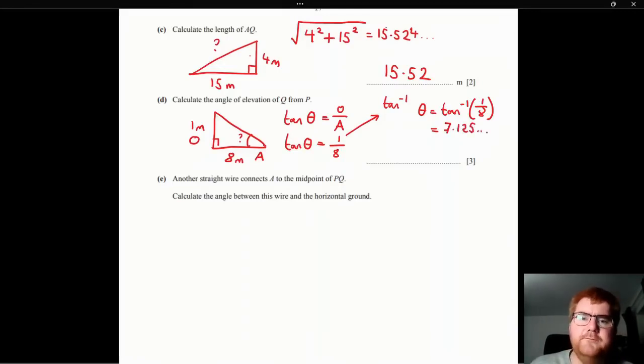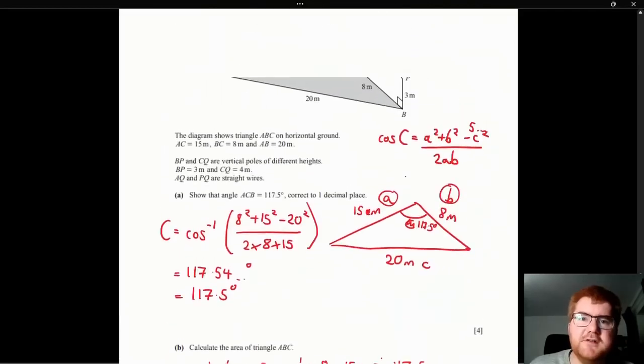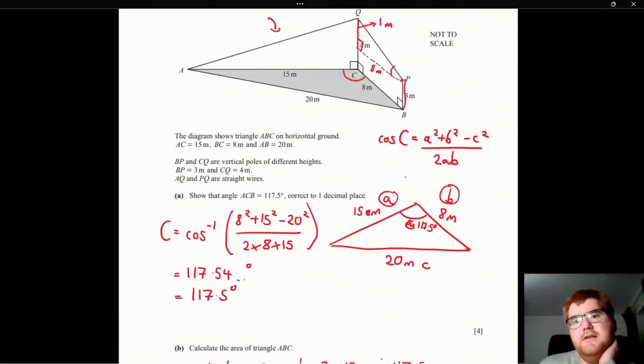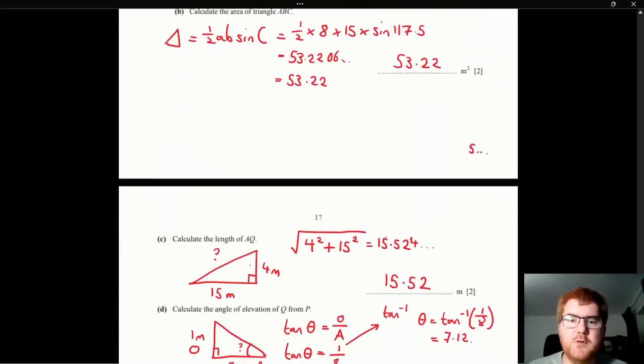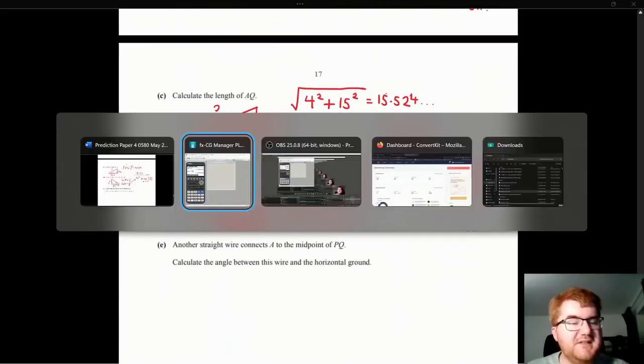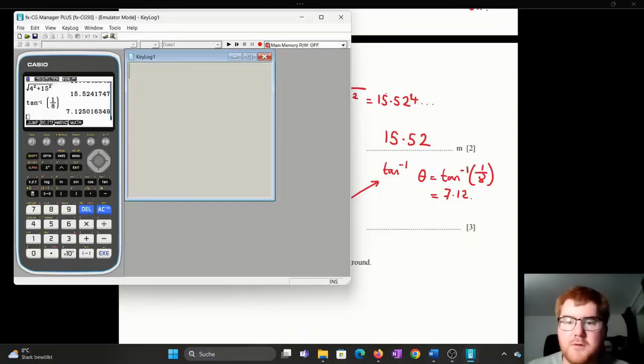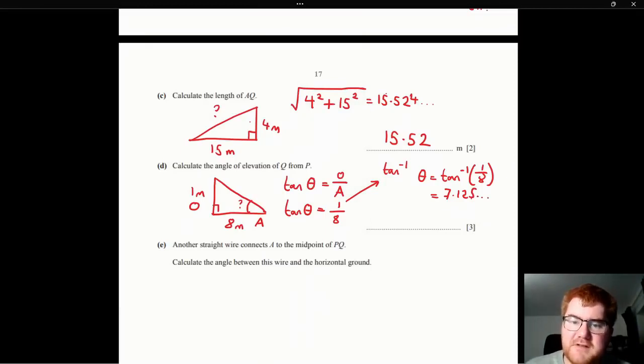I'll put this in. Does 7 degrees make sense in the context of the question? So if this is 1 and this is 8 and this is long, then that's probably going to be a small angle, so that makes some sense. Always do a common sense check here. So 7.125, so that gives us 7.13 degrees.